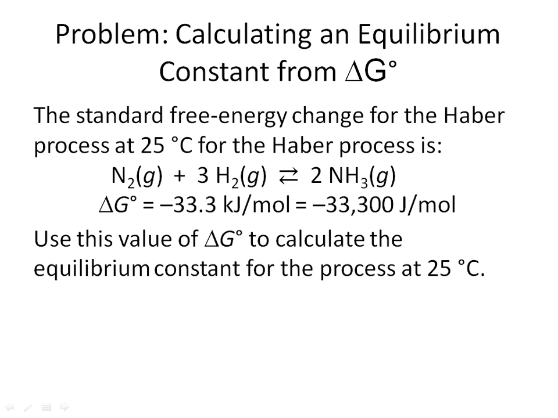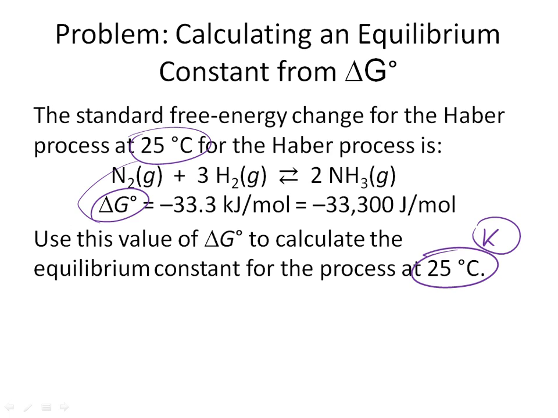So we're going to use this value to calculate the equilibrium constant for the process at 25 degrees Celsius. This is important. The delta G is tied to the temperature. That's a standard delta G. And remember, K is also tied to temperature. So the temperatures are important here. So which equation are we going to use?